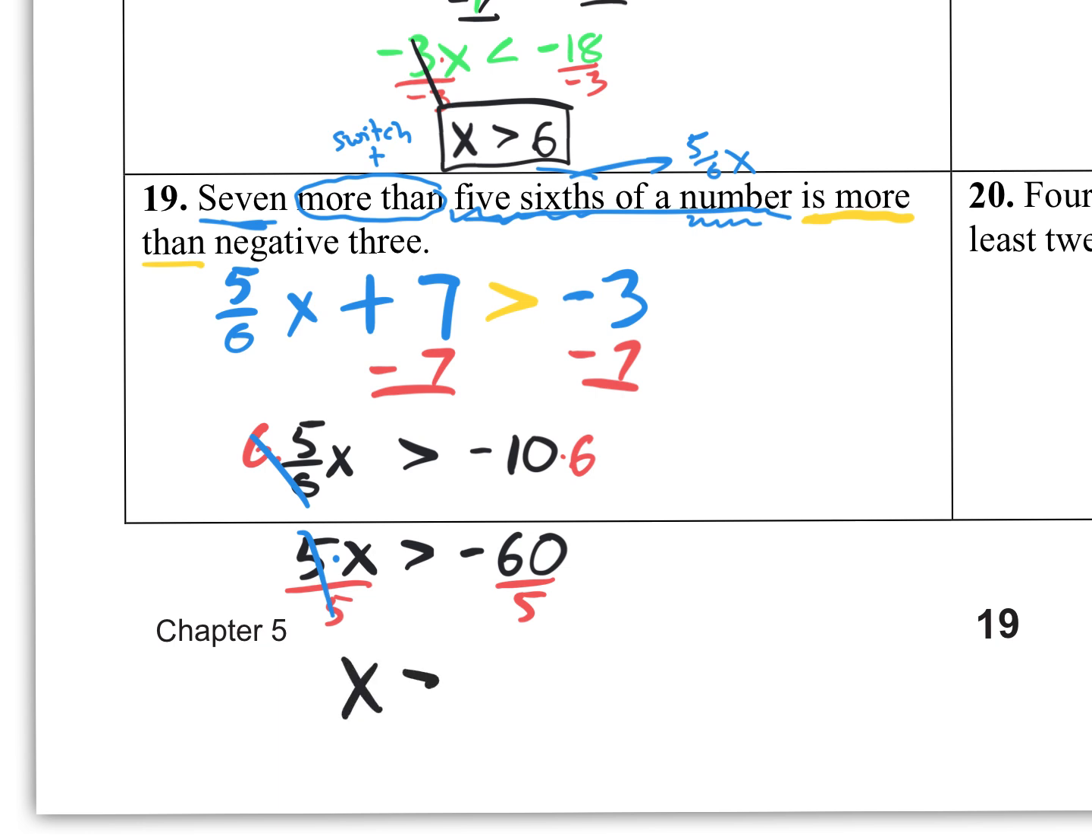You do not flip the inequality symbol because you did not divide by a negative on your last step. You divided by a positive 5. So you don't flip the inequality symbol. It stays the same. And a negative 60 divided by a positive 5, that is a negative 12.